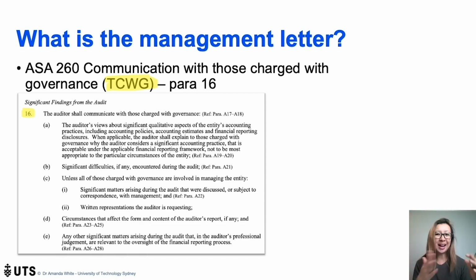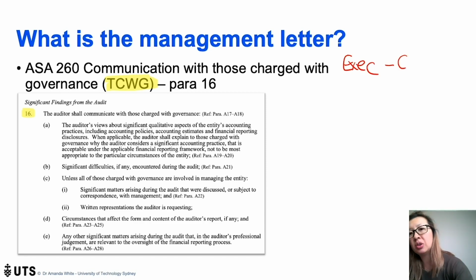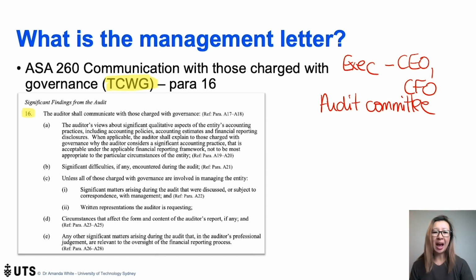Now, who exactly is those people who are those charged with governance? Well, it's a few different parties. It's quite often your executive within the organization, so CEO, but in bigger firms, more likely the CFO, and usually it's also your audit committee. So we have to communicate with them some information.